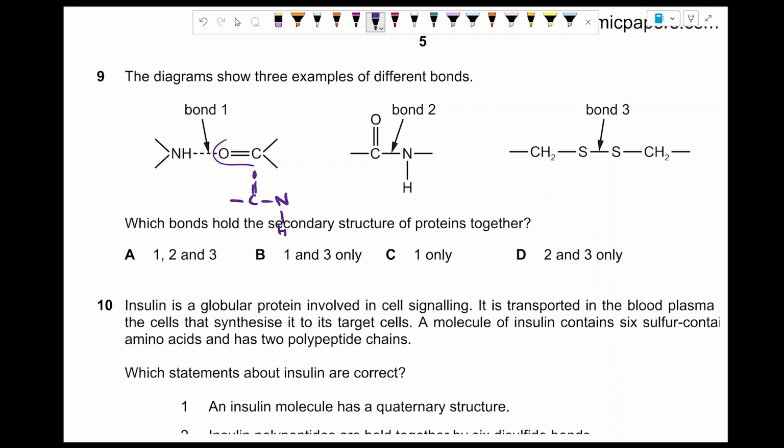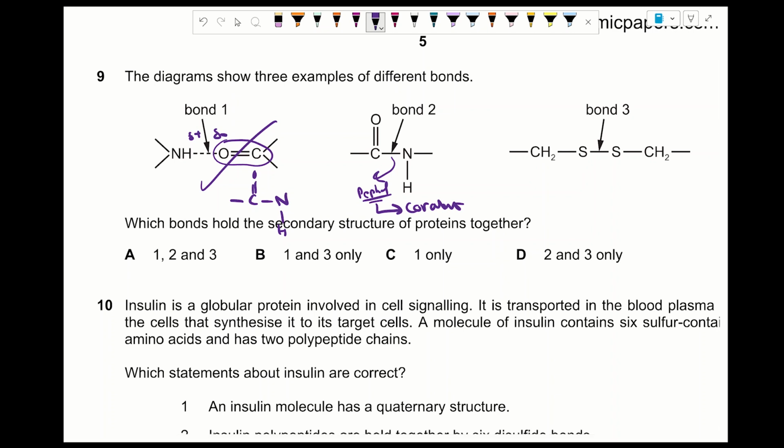Here, the oxygen, which has a partially negative charge, forms a hydrogen bond with the hydrogen, which is partially positive. Therefore, this is correct. Now, for bond 2. Bond 2 is a peptide bond. Now, a peptide bond is a covalent bond. And peptide bonds form the primary structure of proteins.